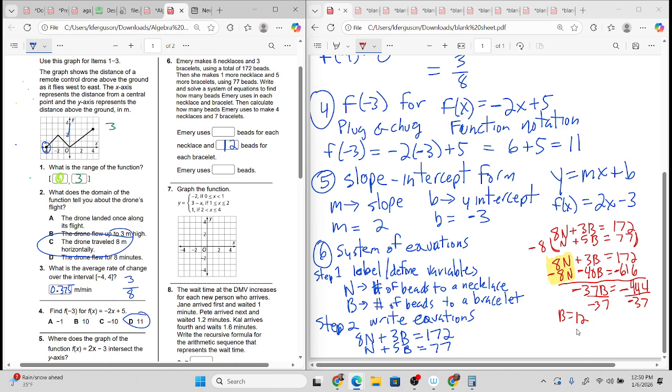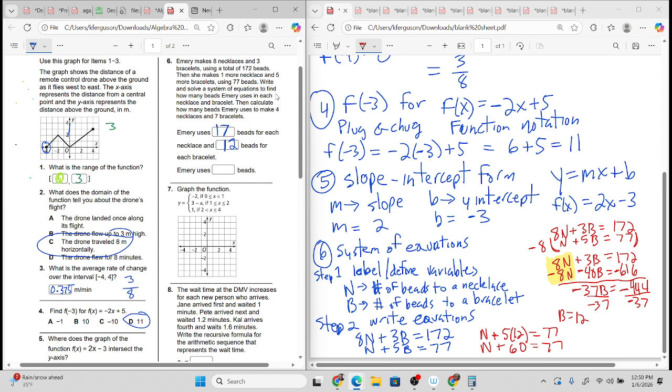And so now I take that 12 and I plug it, say, into my second equation. I've got N plus 5 times 12 equals 77. And I got N plus, well, 5 times 12 is 60, equals 77. If I subtract 60 from both sides, I get N equals 17. So now I got 17 for that one, 12 for this one.